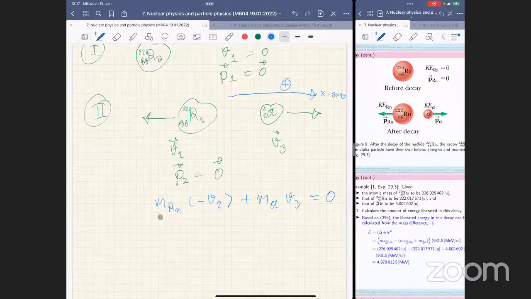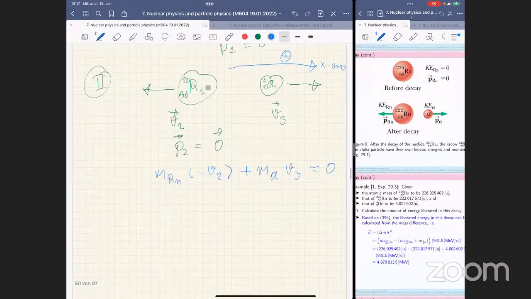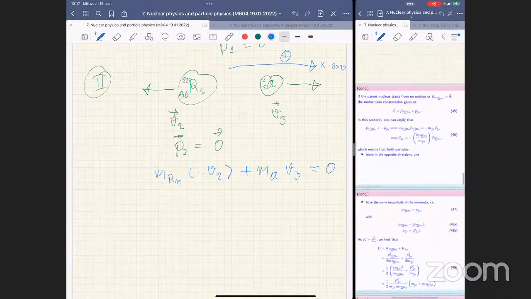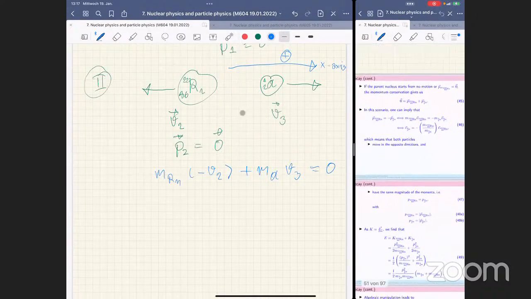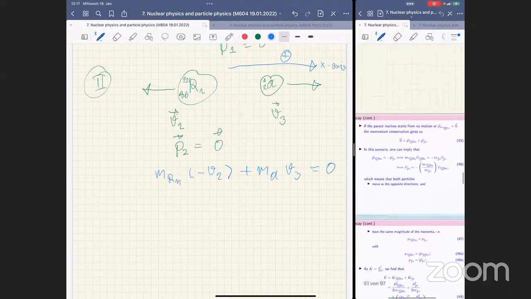And the next thing is we will take a look at the kinetic energy, right? Because this is the main quantity they want to know here. Okay, how could we find it? You need to find the relation between the kinetic energy and the momentum, right? You need to find a relation to that.